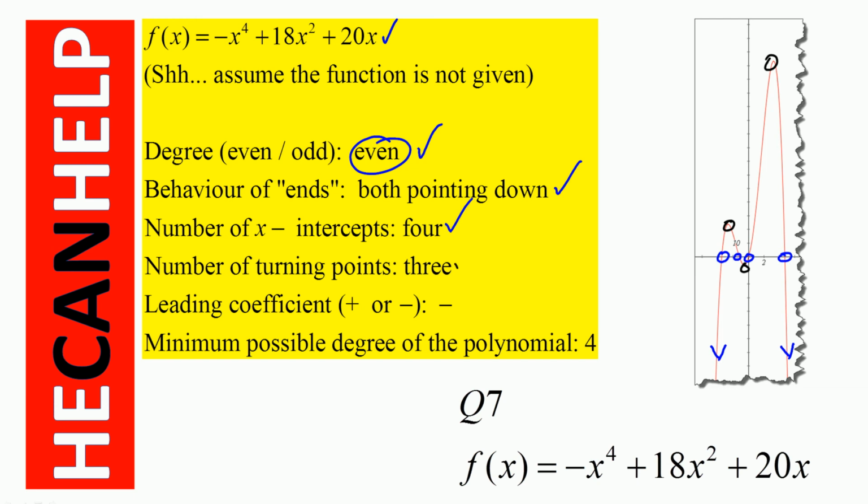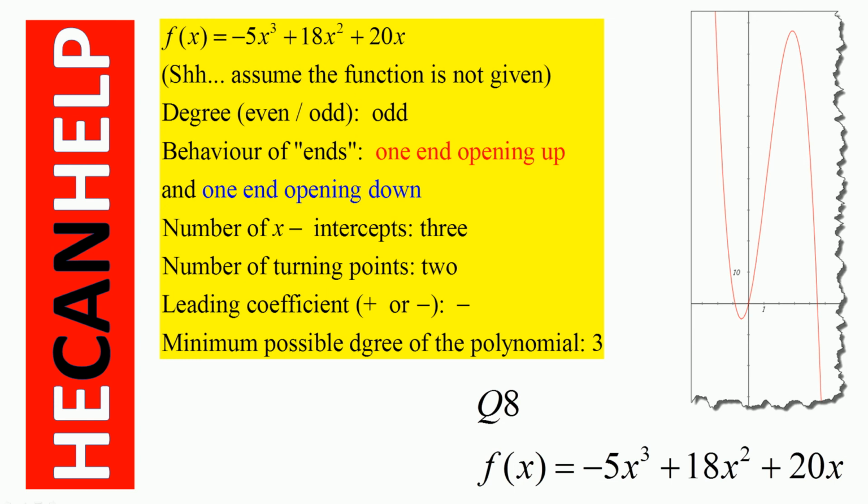No question about that. Leading coefficient, is it plus or minus? Negative. Both ends are pointing down. Minimum possible degree of the polynomial, it has to be 4. Why not 2? If it is 2, you only have 1 turning point. Because we have 1, 2, 3 turning points, minimum possible degree of the polynomial is 4.